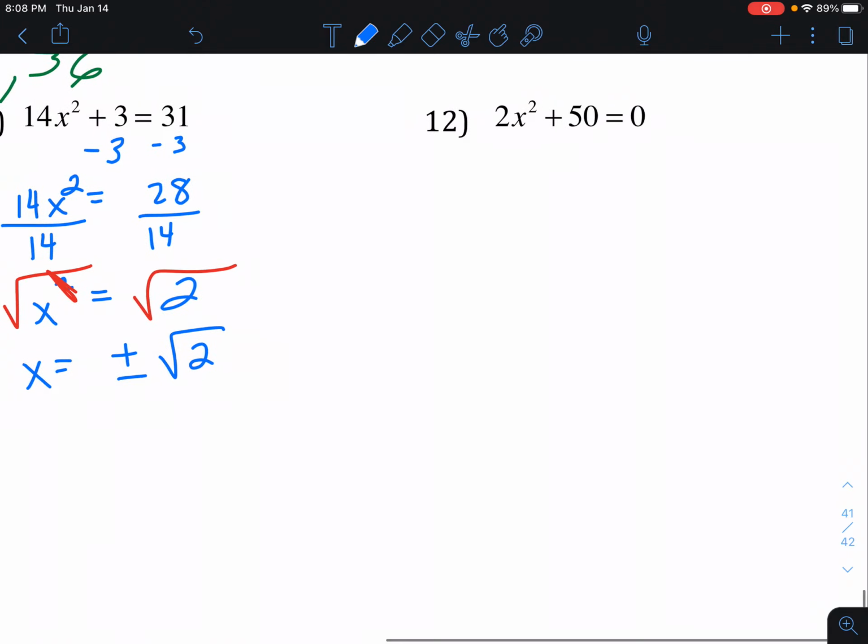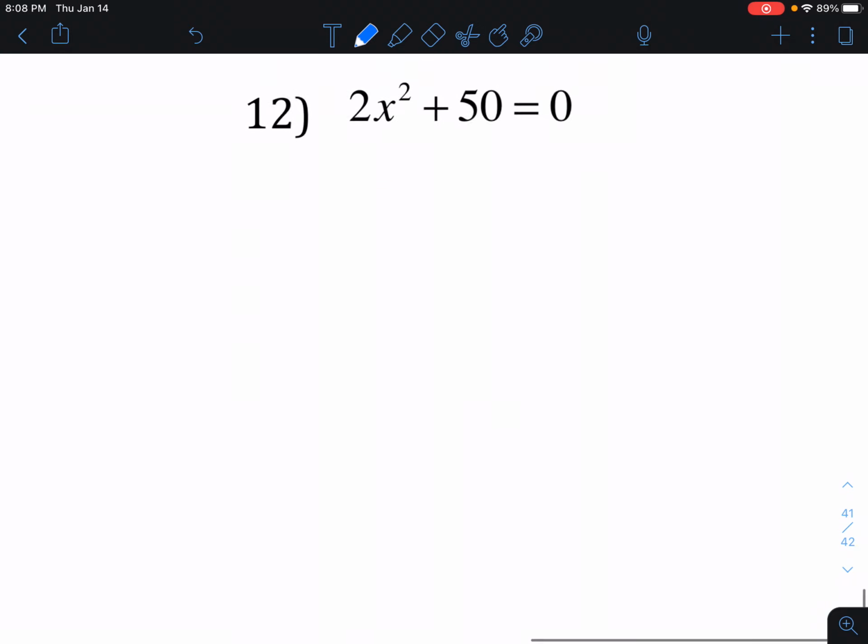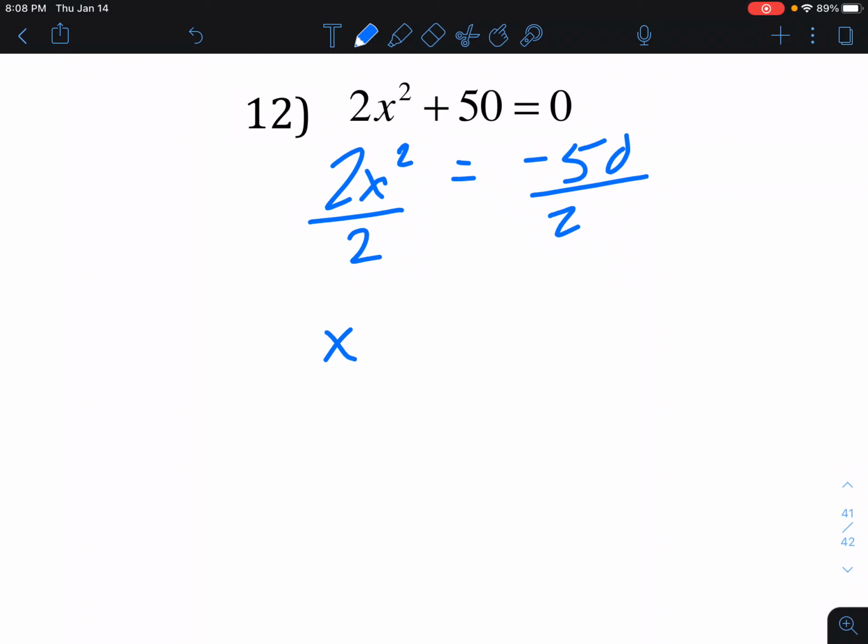Okay, continuing on with the Unit 4B review. We left off, we are solving by square roots. So we want to get x squared by itself, so we need to subtract 50. Then we need to divide both sides by 2. All right, so we have x squared by itself.